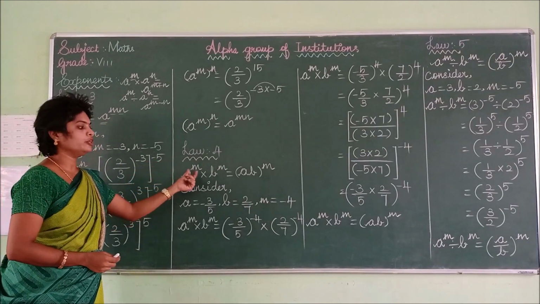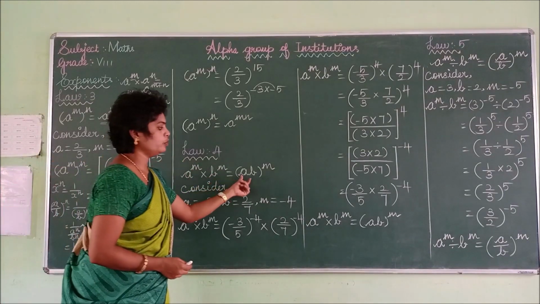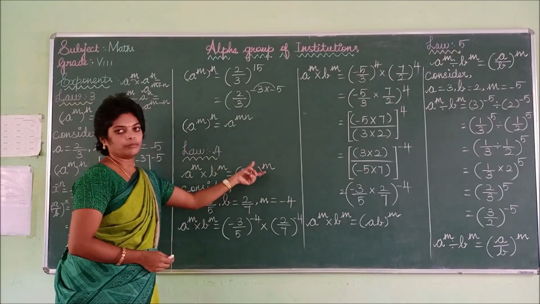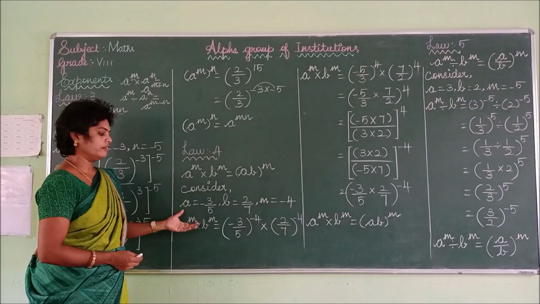Then law 4: a^m into b^m, which is equal to (ab)^m, because both the powers are the same, we are taking them outside. So we have to verify that one.